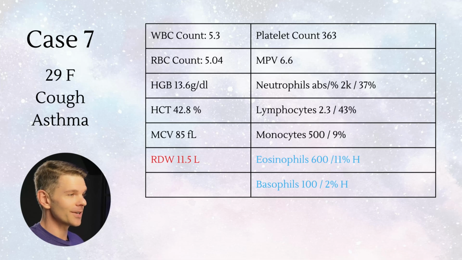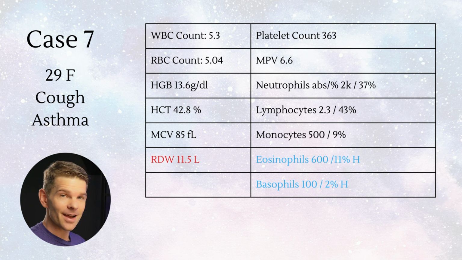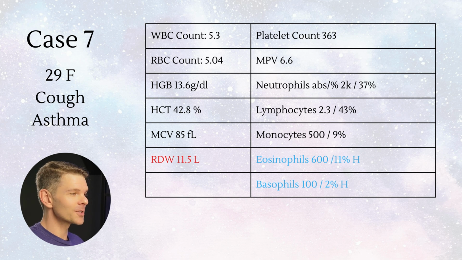Case number 7 is a 29-year-old female with severe cough for a month, history of asthma. What do you see here? Low RDW, high eosinophils, and high basophils. This case is a reminder of 2 things. Low RDW is not associated with any pathologic condition. It reflects excellent bone marrow quality control. Eosinophils and basophils are the predominant white blood cell responders to asthma, allergies, and eczema. Remember the eosinophil space force and basophil mall cops? This patient received treatment with steroids, antihistamines, and inhalers.